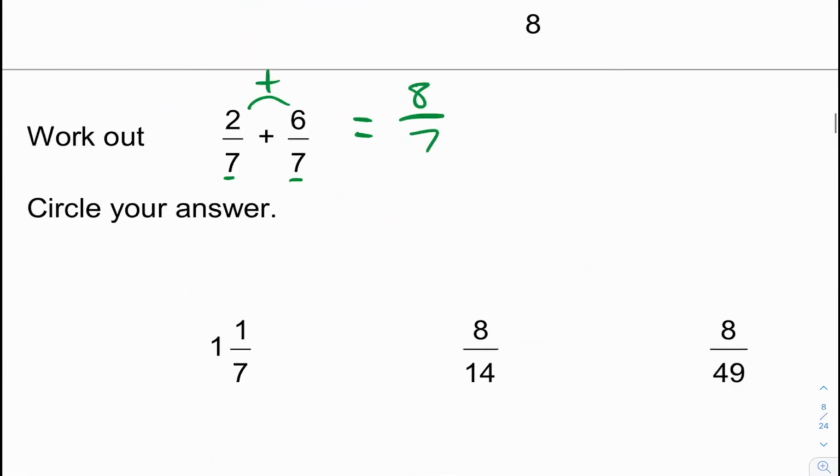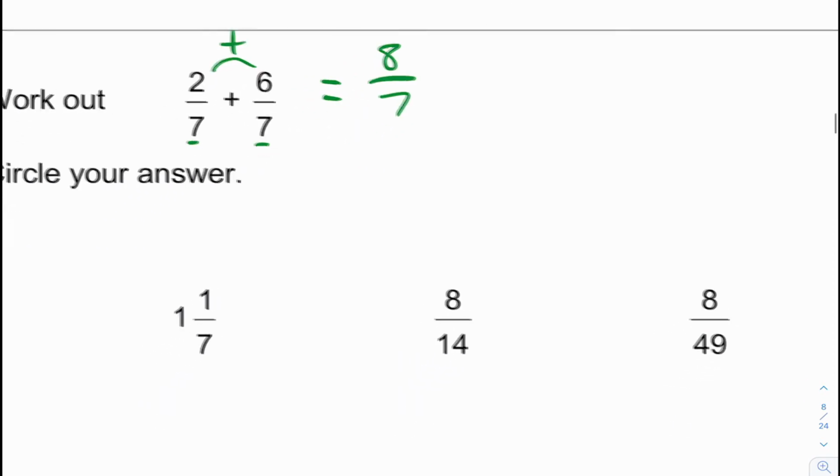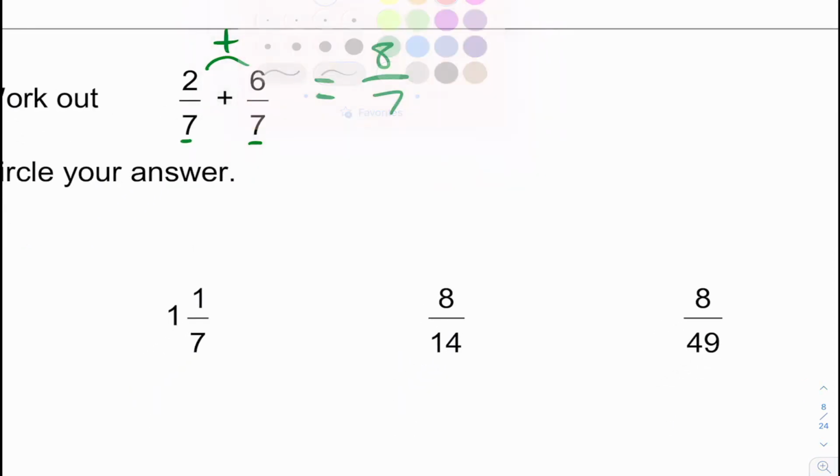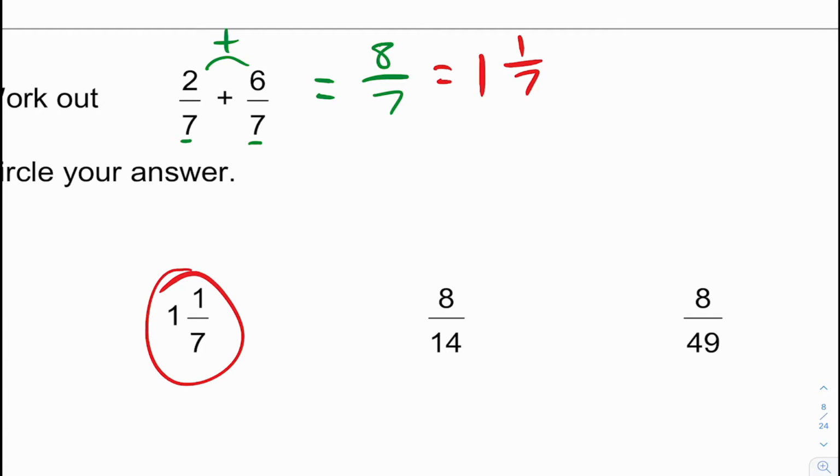Okay, so let's convert 8 over 7 to a mixed number. So as we can see, we've definitely got one whole, as 8 is greater than 7. And then we've also got one remainder from doing our one whole, which is 7, and then 8, take away our 7, leaves us with 1. So this is the mixed number version, and we can see that is there, so the answer is 1 and 1/7.